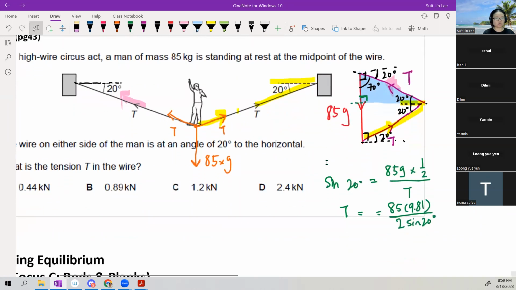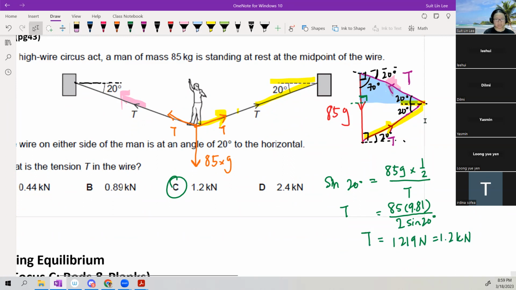So if you're used to using triangles, it can be a less cumbersome way for some people. I just want to show a variety of ways to solve the question. If not, you can always resolve. It is not a problem, whichever you are confident in executing, because this is an objective question. Okay, 1.2 kilonewton.